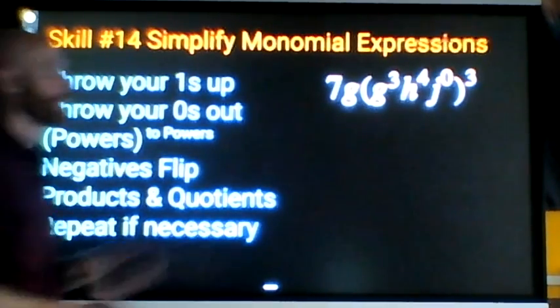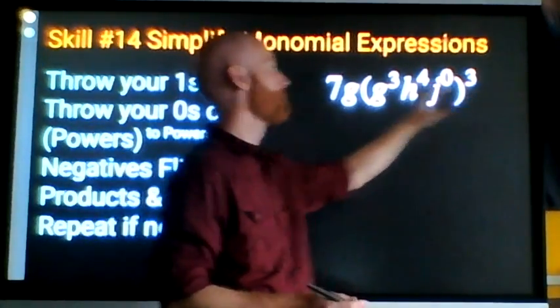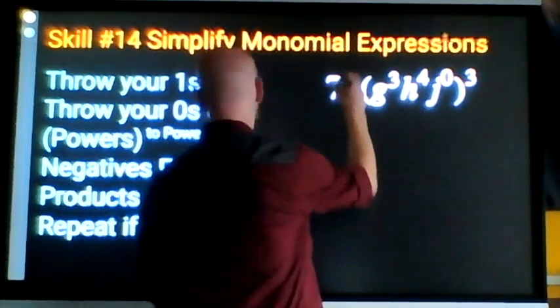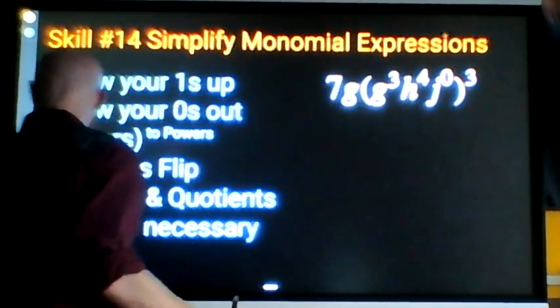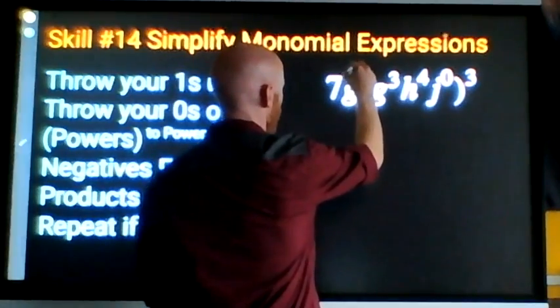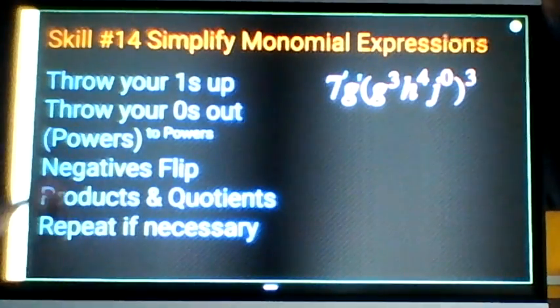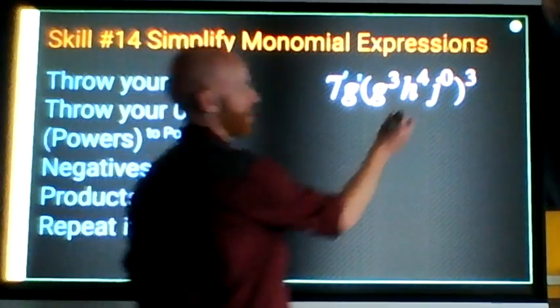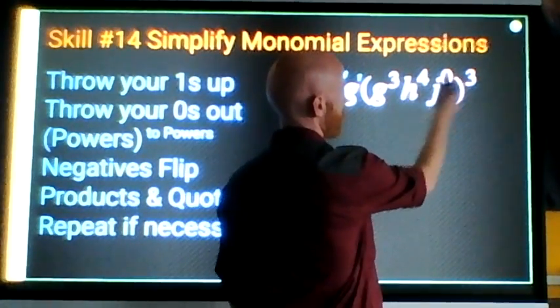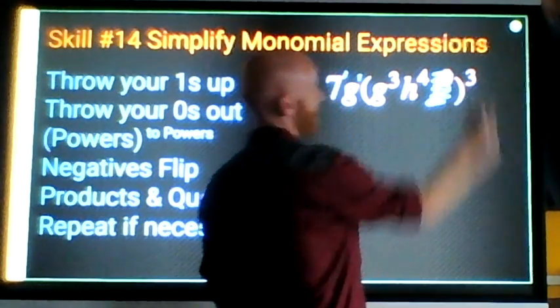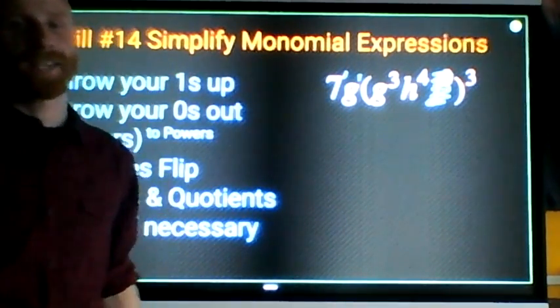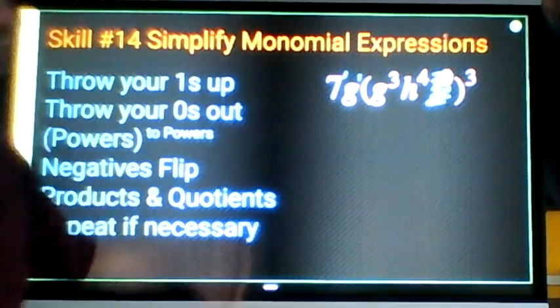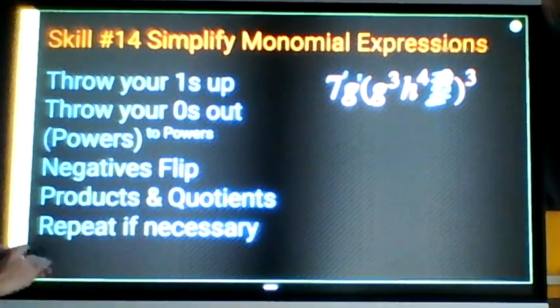Throw your ones up. Any base that doesn't have an exponent, you're going to put an exponent of 1. So throw your ones up, that's what I mean by that. Okay, throw your zeros out. Remember, anything to the 0 power is 1. And if it's multiplying other things, all right, 1 times anything is itself. So you can kind of get rid of things that have a 0 power.